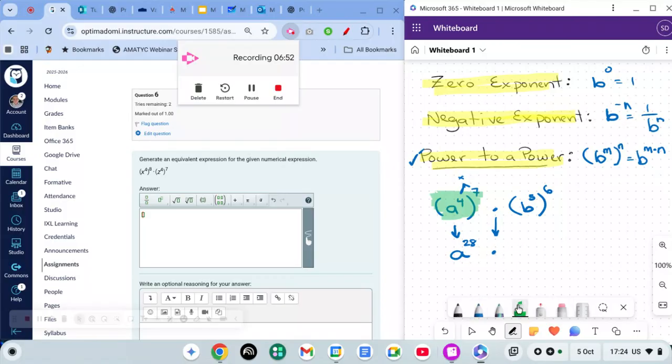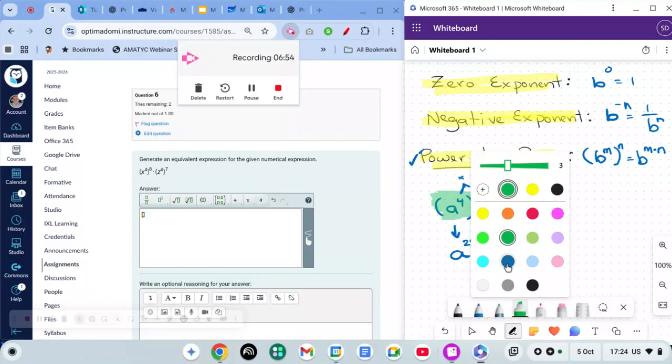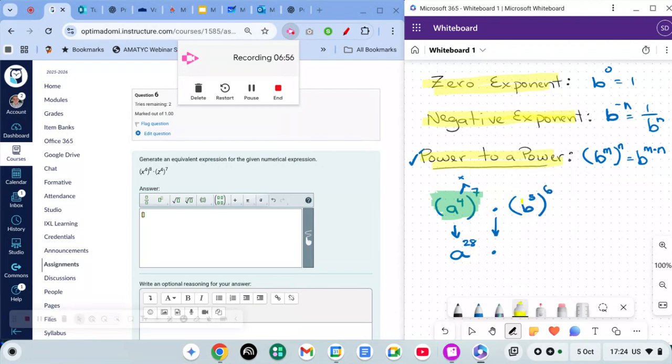And now I'm going to go to this parenthesis. I'm going to do this one now. I'm going to keep the base, the b, and multiply the exponent. So 5 times 6 is 30. That's it. That's how you do problem number 6. Let's go to the next one.